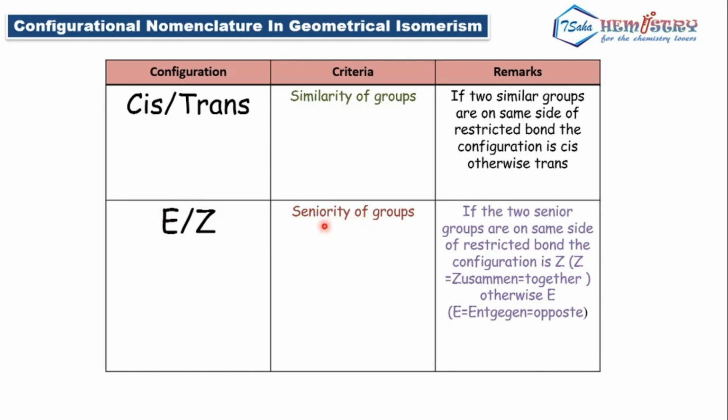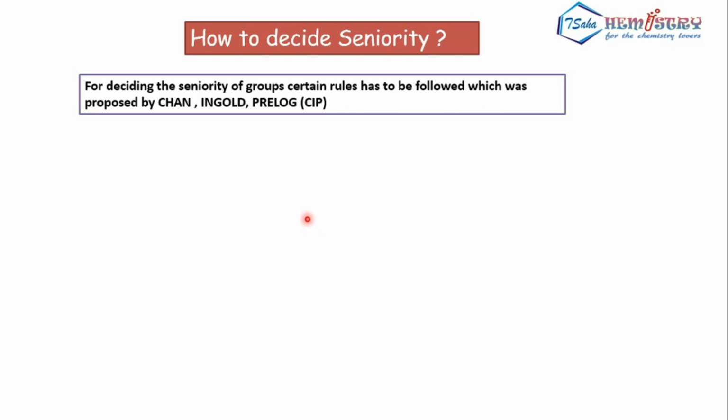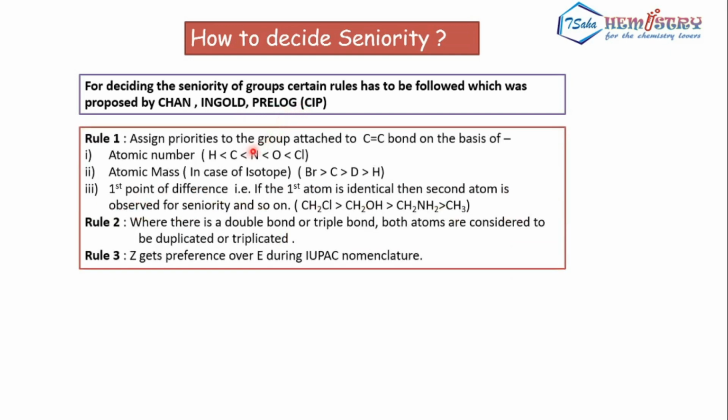Now the point is how to decide seniority. So in the next slide, we are going to discuss how to decide seniority. It is actually decided by a particular rule which is given by Cahn, Ingold and Prelog, and according to their names, the name of the rule is CIP rules. Okay. Now you have to see a few points of the CIP rules.